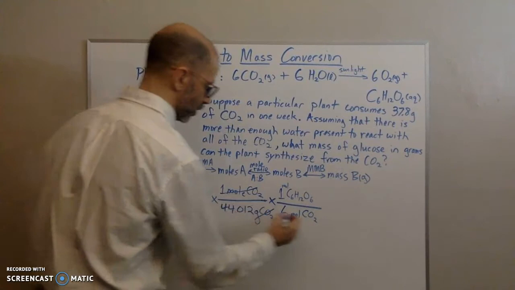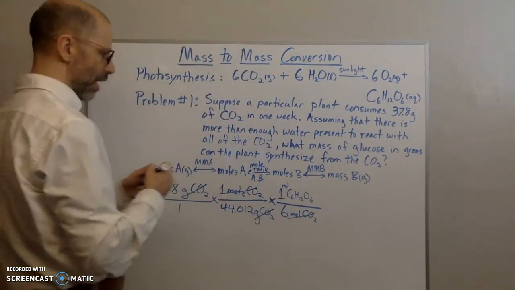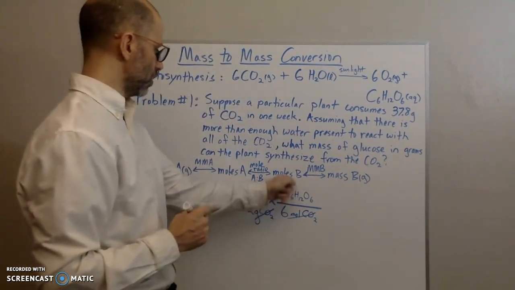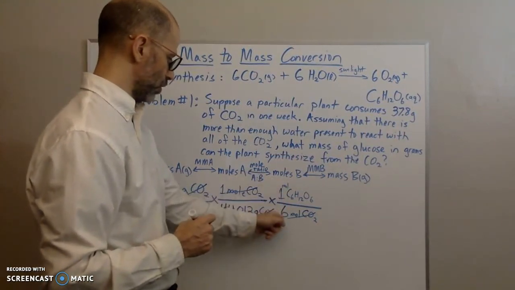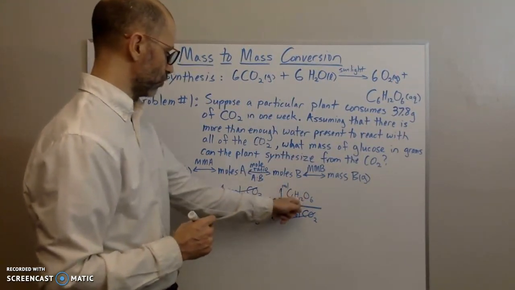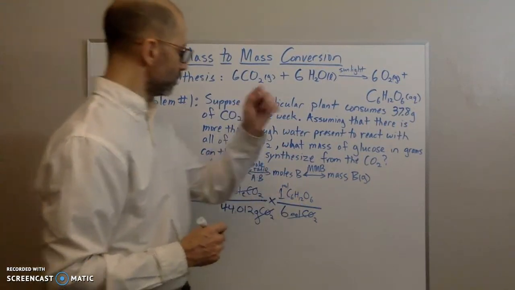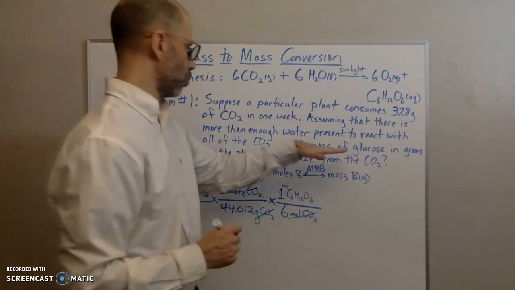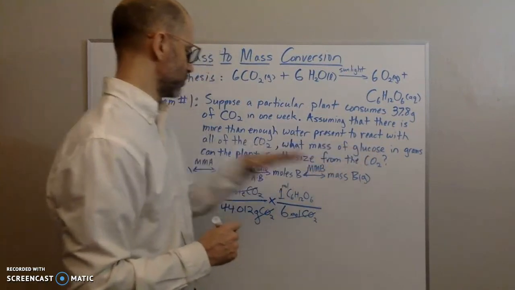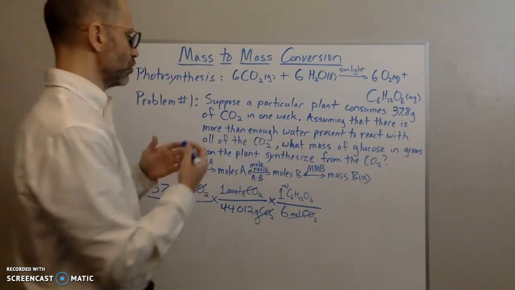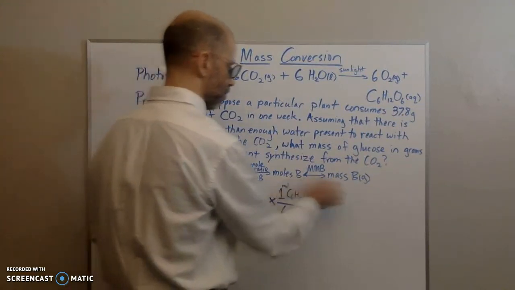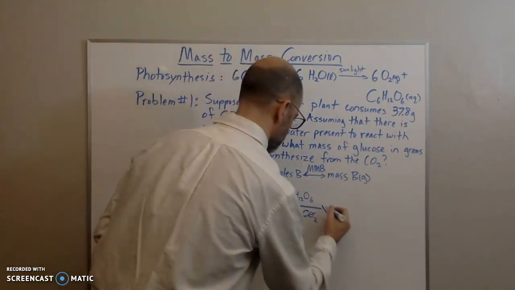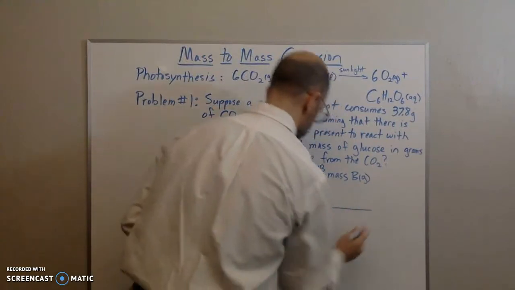So the moles of carbon dioxide cancel out. Now I have moles of B, because I used the mole ratio to convert. So now I have moles of glucose. And so the question is asking what mass of glucose in grams. So I need grams of glucose. So my last step is to use the molar mass of glucose to go from moles to mass. And so that would be the last step.